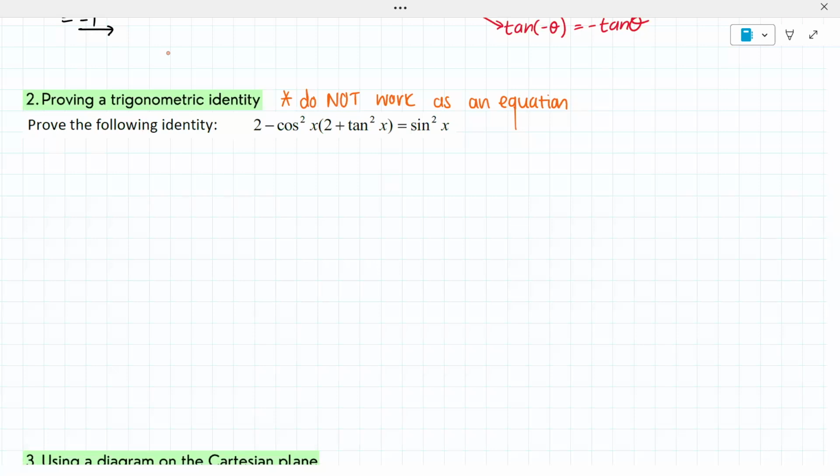Right, so you do not work it as an equation. What you need to do is pick a side to work on, and your goal is to manipulate it so that the left is equal to the right. That's your goal. Now, guys, when picking a side to work with, you pick the more complex side.